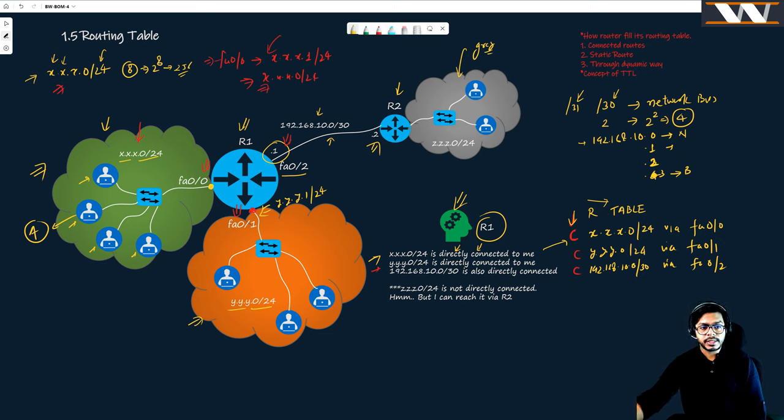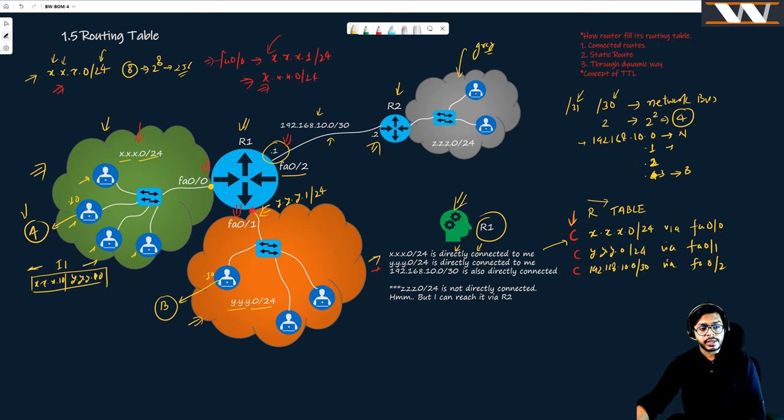Now, what is going to happen? Suppose this host A wants to communicate with host B, and host B is in the network orange. These two networks are directly connected. What is going to happen? Host A is going to create definitely the IP packet. The IP packet source address, maybe this host is .10, the 10th host in the subnet x.x.x.0. So the source address is going to be x.x.x.10. The destination, maybe this is again 10, the 10th host in the network y.y.y.0. So the destination is going to be y.y.y.10, right? It is as simple as that. And this is going to be your IP packet.